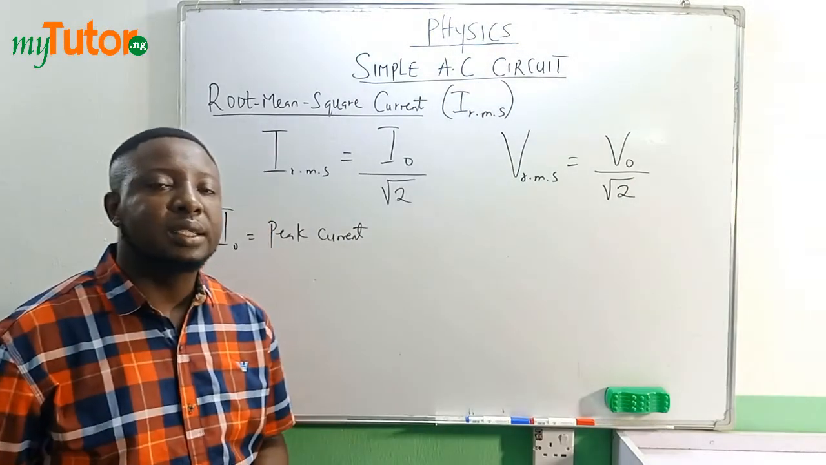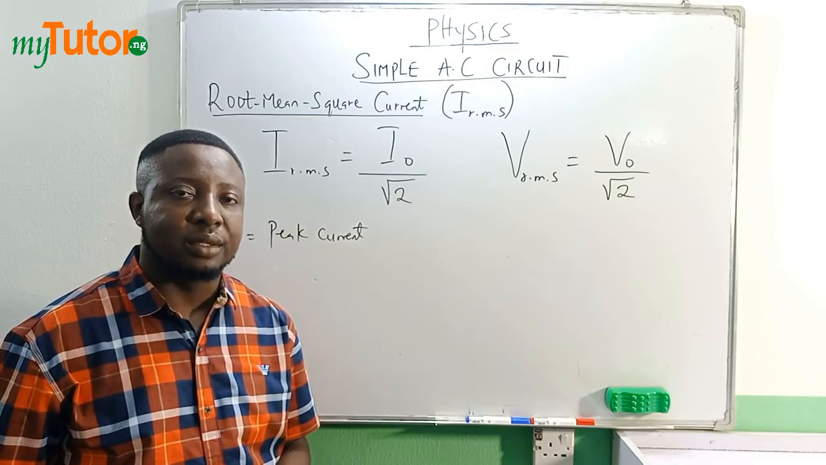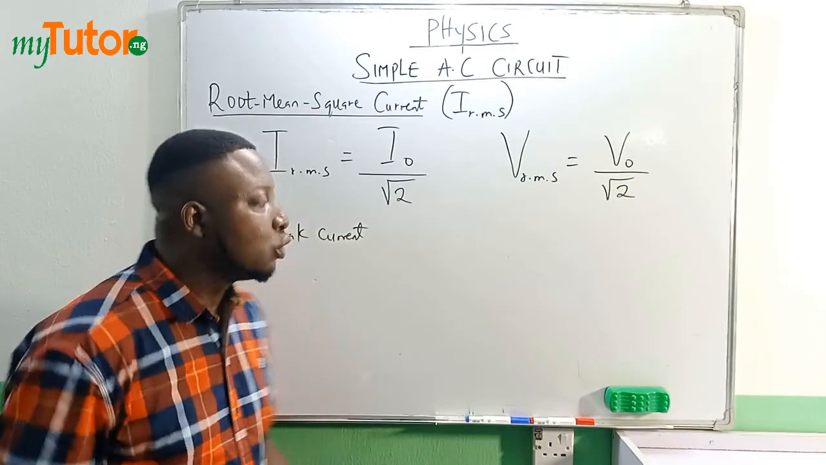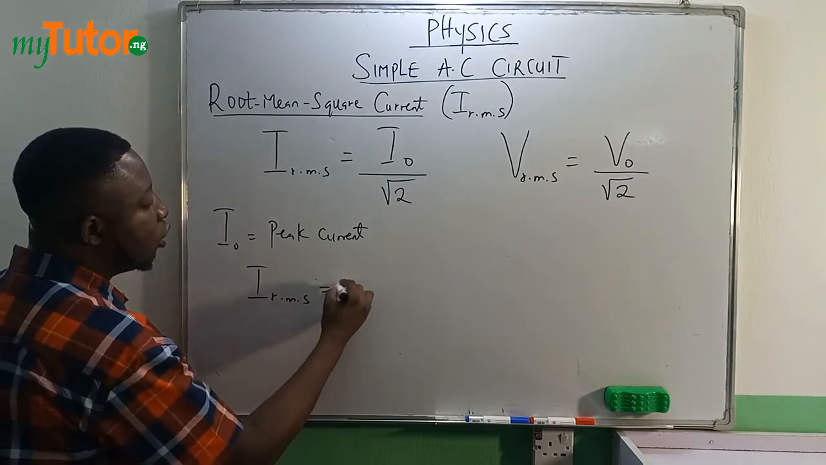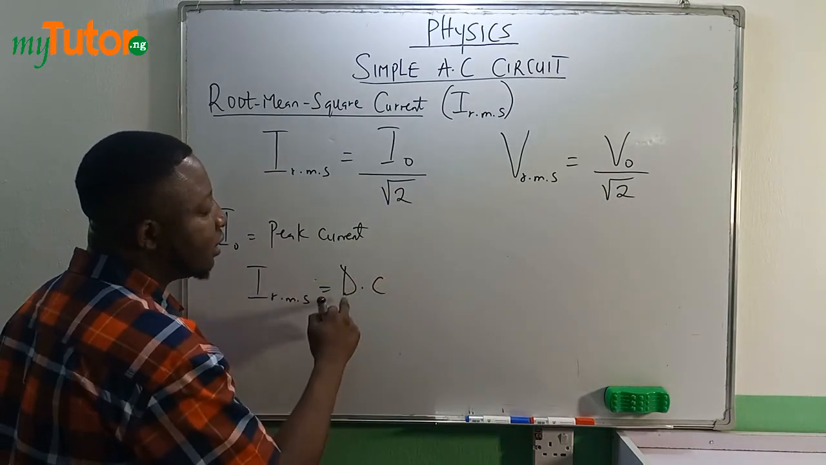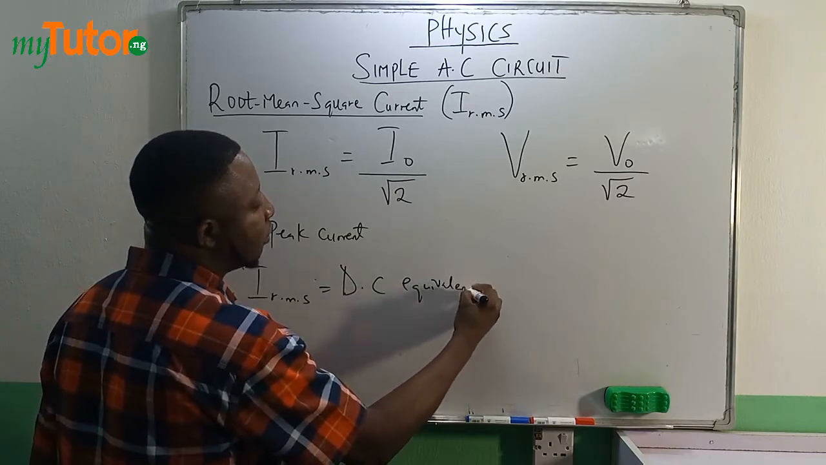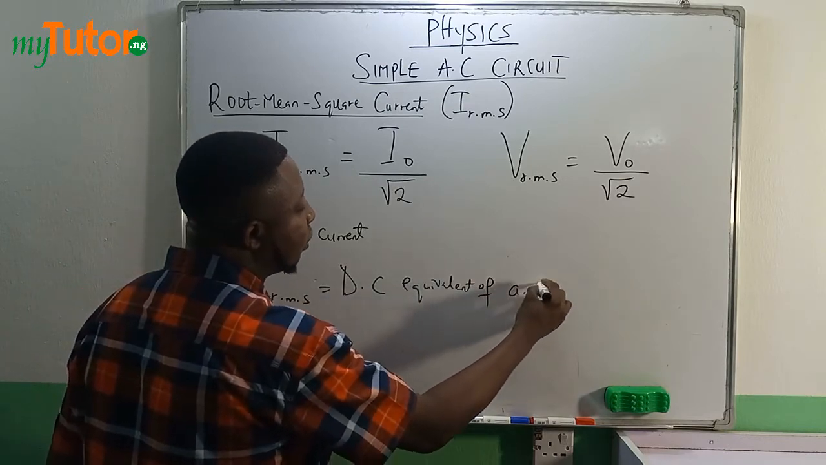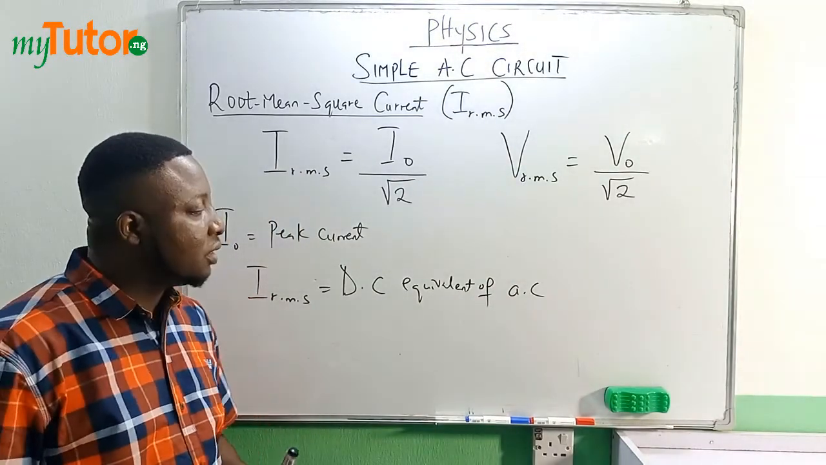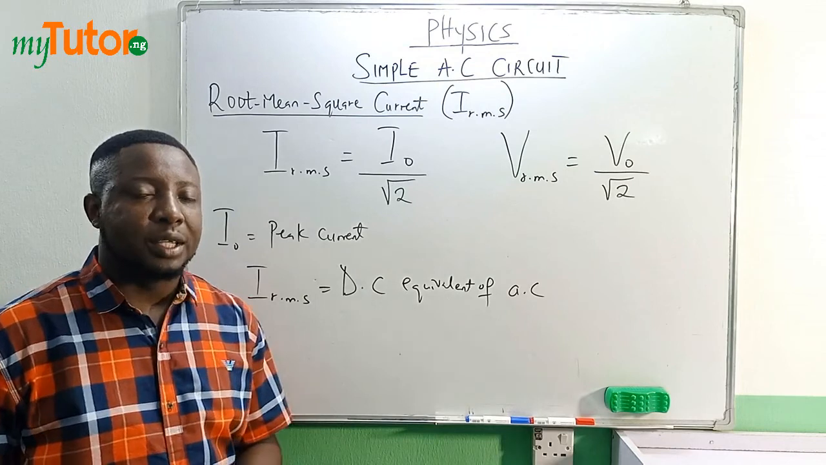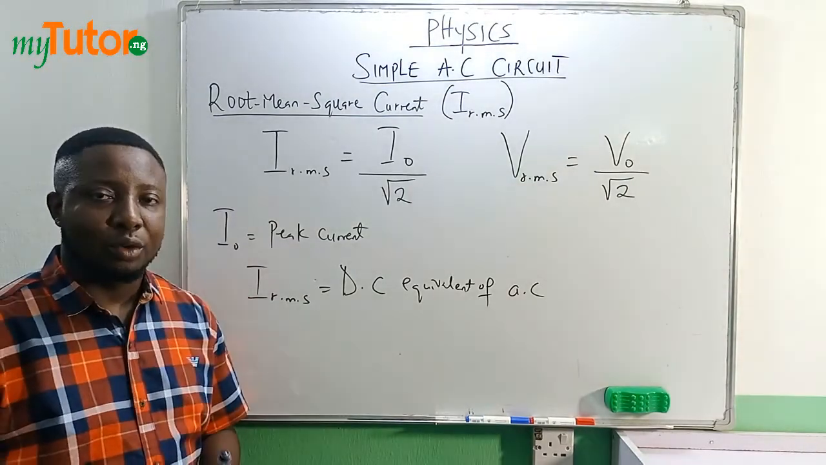And take note that the root mean square current is also called the DC equivalent of current. So we are saying that the root mean square current can also be called the DC, that's the direct current, equivalent of alternating current. So whenever we are asked to find the DC equivalent of an alternating current, then we are asked to find the root mean square current.